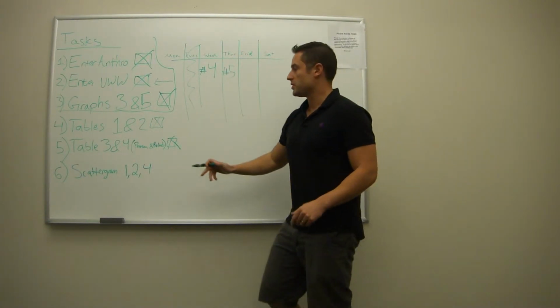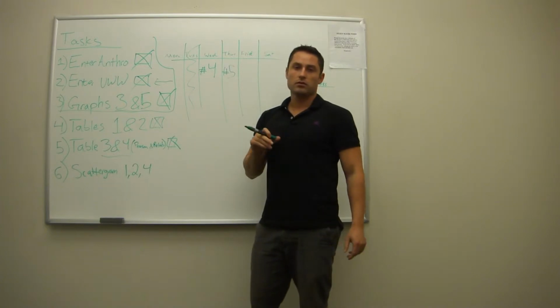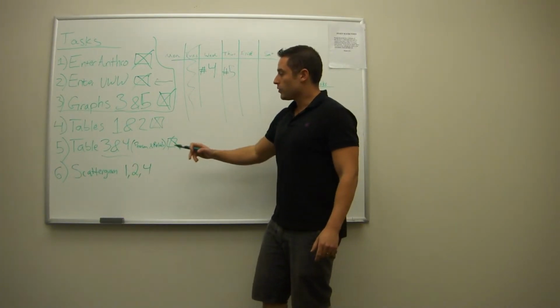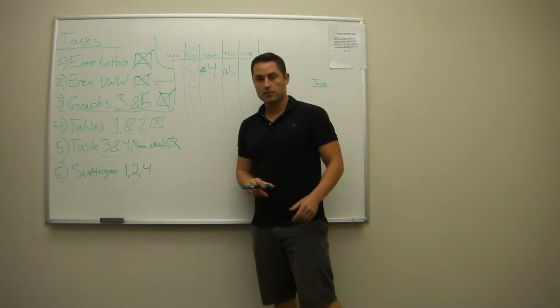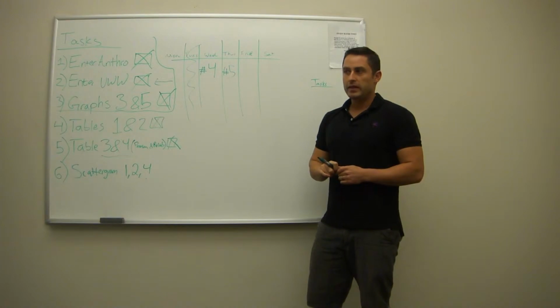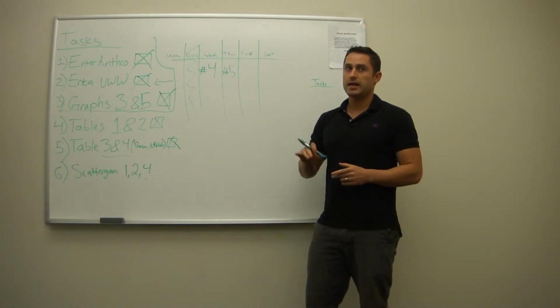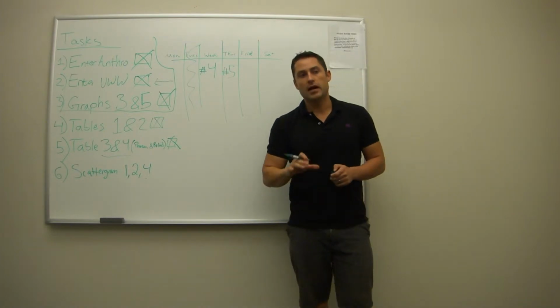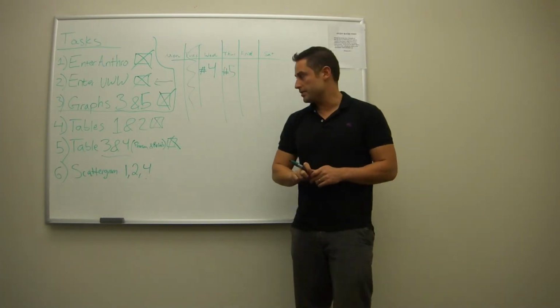Now number 5, remember, is tables 3 and 4, if you can't see that very well on the video. Okay, scattergrams 1, 2, and 4. They're fairly simple, but they are going to take time as far as gathering the data, plotting all the data points, making sure that your axes are labeled correctly, all of that good stuff.